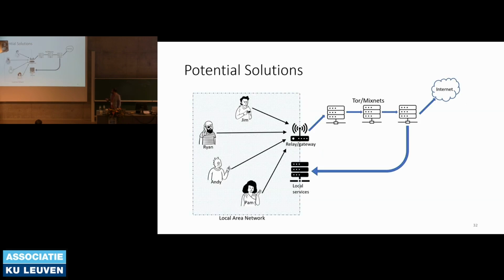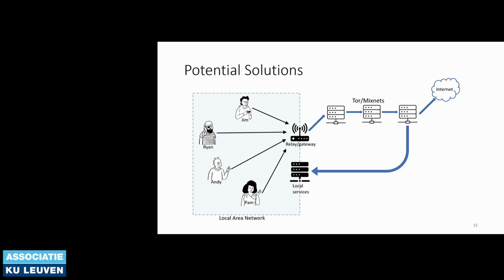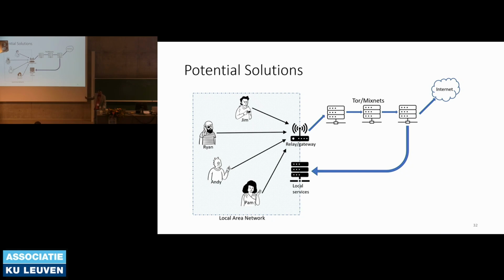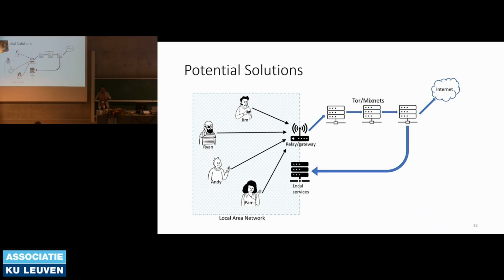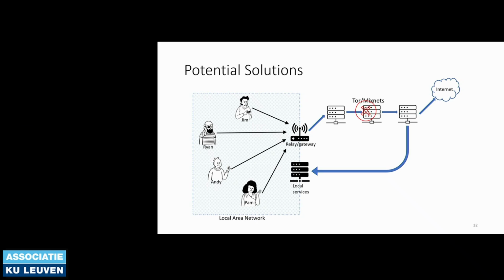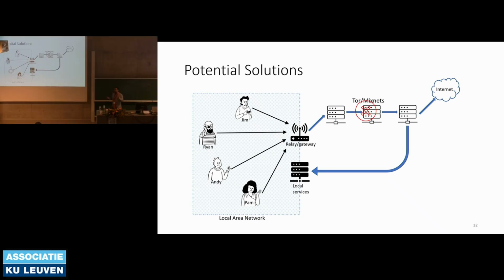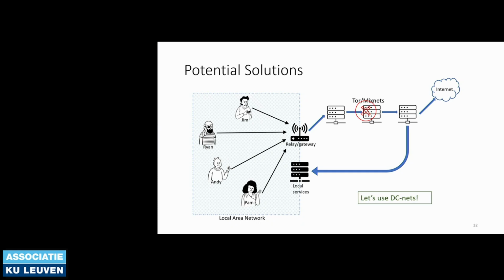One potential solution could be using Tor or Mixnet. But that means you are rerouting the traffic throughout. In Tor or Mixnet, the routers are distributed across the globe, and that means you are rerouting the traffic throughout the globe, exposing the system to external attacks. If you only have to access local services, you don't need to do that. So we want something that we can deploy within the local area network, and that's why we want to use DC nets.